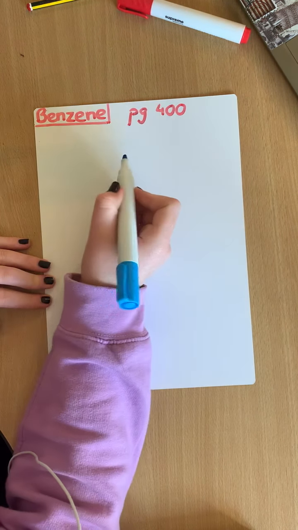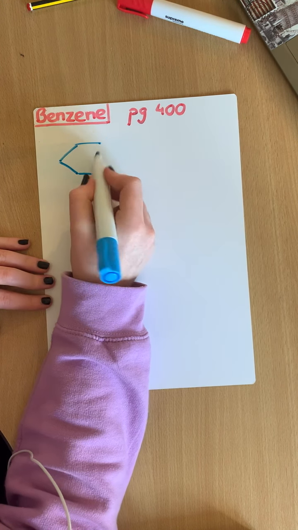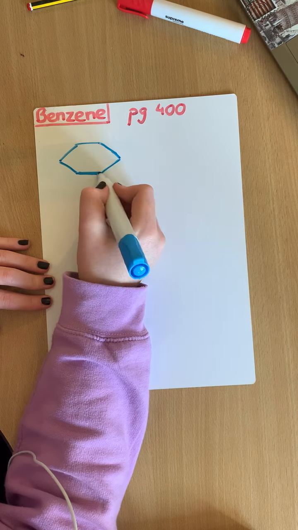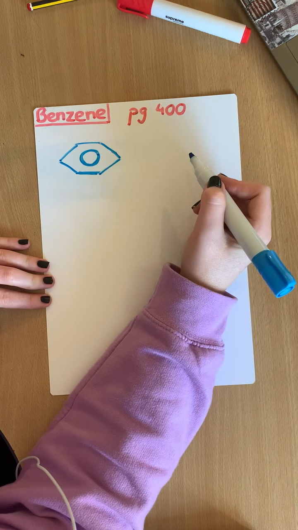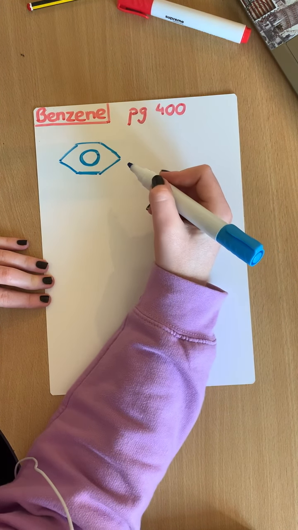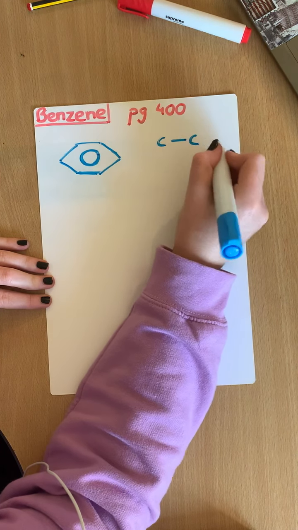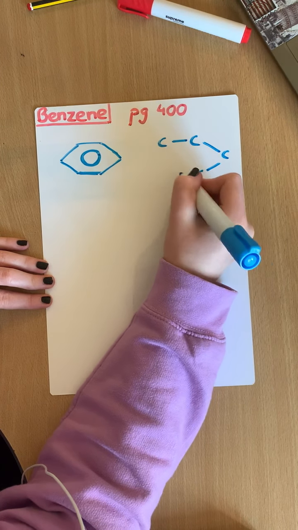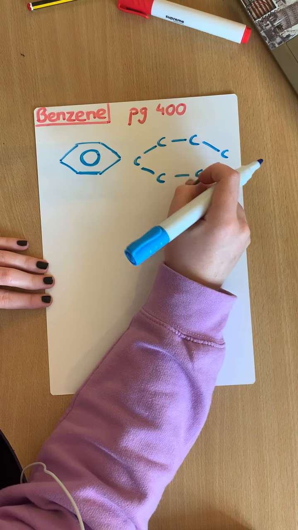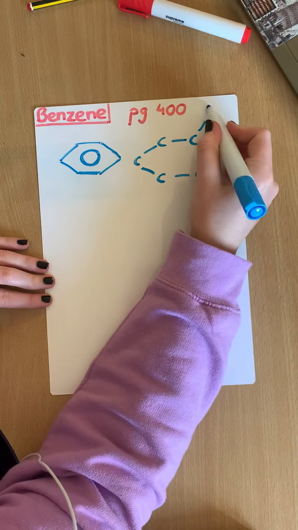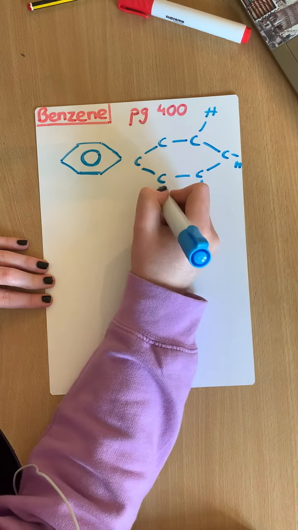So you might have seen benzene before in your fuels chapter, drawn like this with a circle in the middle. But I'm going to draw out the skeletal structure of benzene. So we're going to actually draw out what this looks like. So we have 6 carbons in a cyclic structure like that, and each of these carbons has 1 hydrogen.